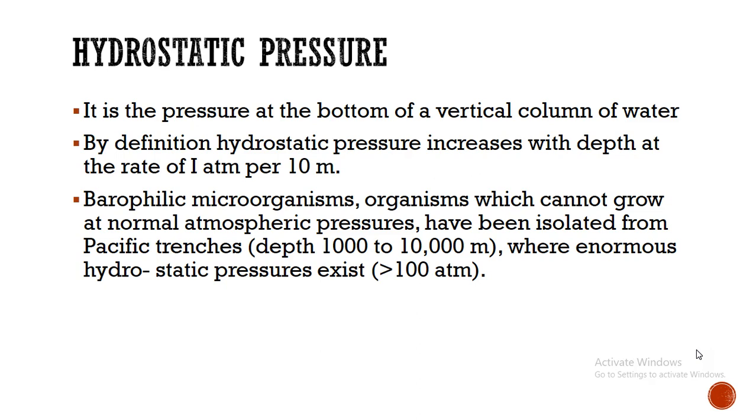Hydrostatic pressure is actually the pressure at the bottom of a vertical column of water, and it increases with water depth at the rate of 1 atmospheric of pressure for every 10 meters. So 1 atmospheric pressure means 14.7 pounds per square inch, and 10 meters means 32.8 feet. So near the ocean bed the pressure is greatest, and it can affect the biological system in various ways.